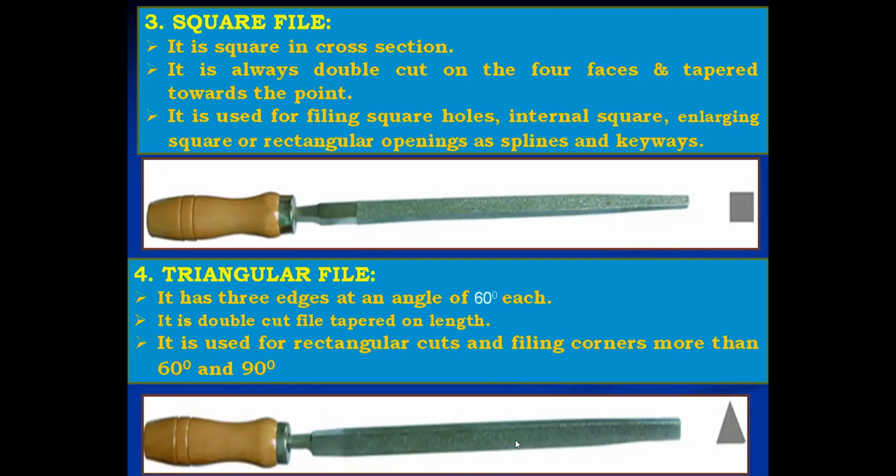So it is a double cut. It is used for rectangular cuts and filing corners more than 60 degrees and 90 degrees. Okay, clear? So this angle is 60 degrees, and it is a double cut file tapered on length. So taper, it is used for rectangular cuts and filing corners more than 60 degrees and 90 degrees.